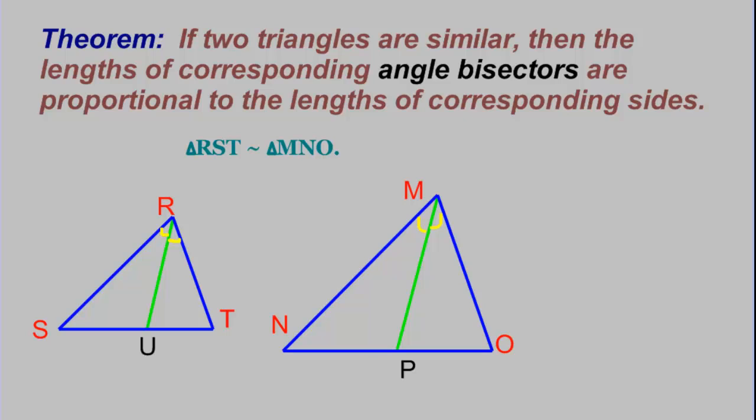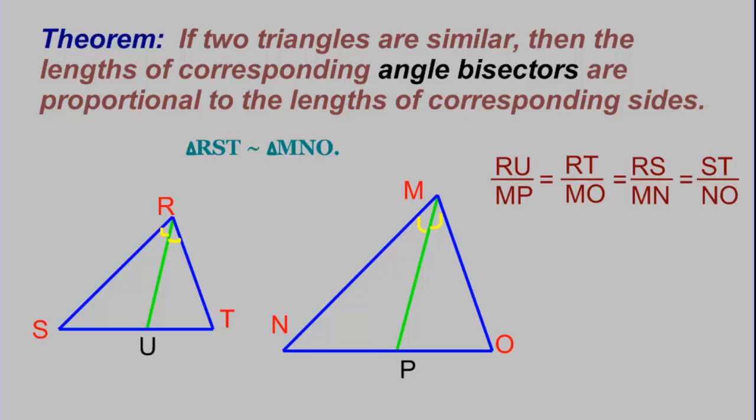Following the logic of this theorem, we once again get the same four ratios. The only thing that's changed here is that instead of RU being an altitude and MP being an altitude, they are now angle bisectors. So U and P are in a little bit different place, but the result doesn't change.